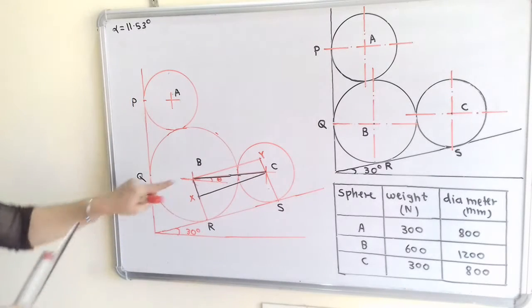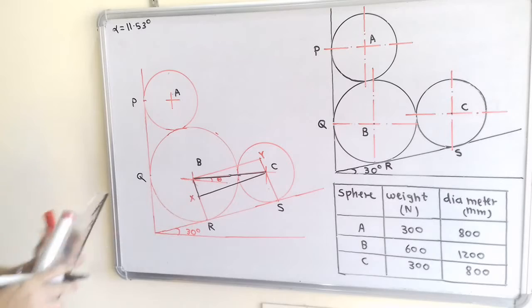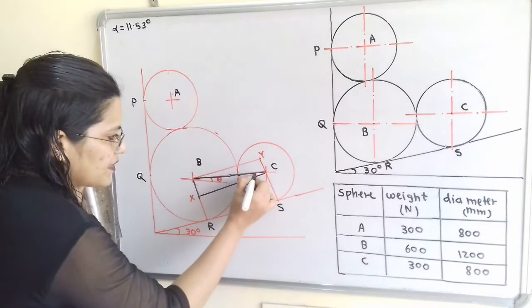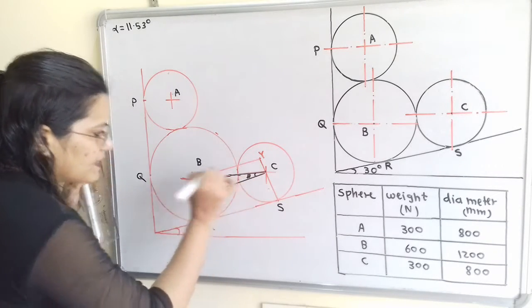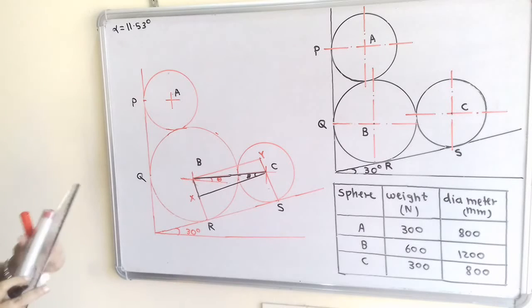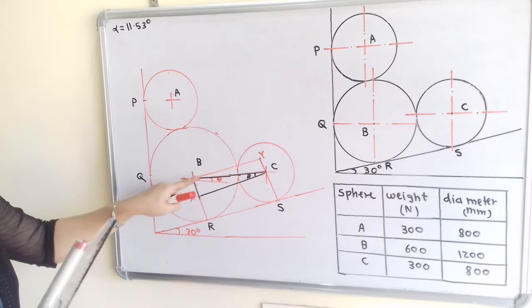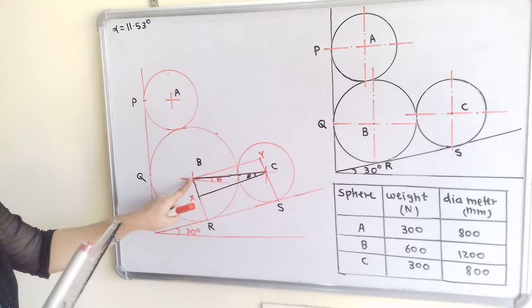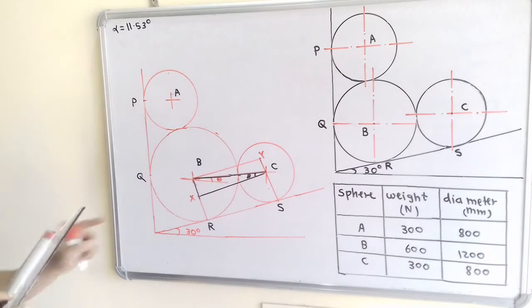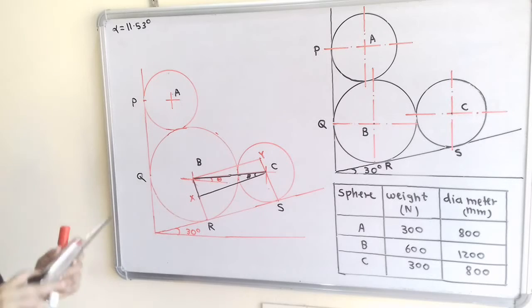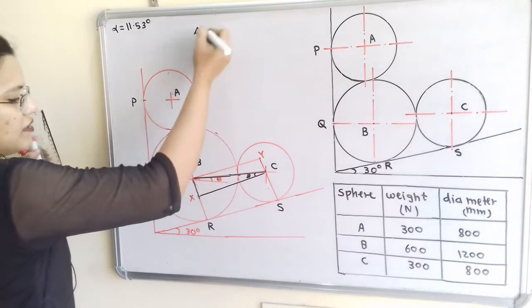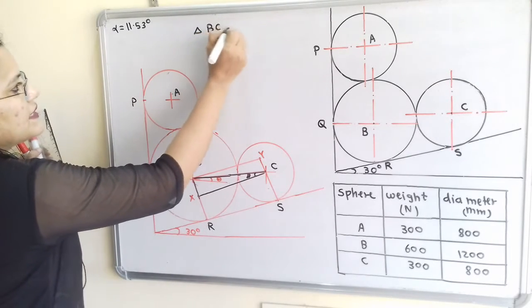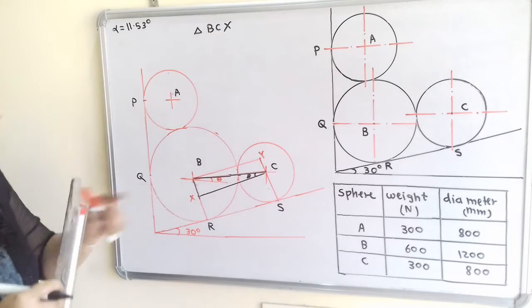So this triangle BCX, and in this here is the angle beta, and that we have to find out. Now this angle beta is equal to its opposite angle, that is angle CBY. So first we will refer this triangle. So in triangle BCX, how to find out this angle beta?